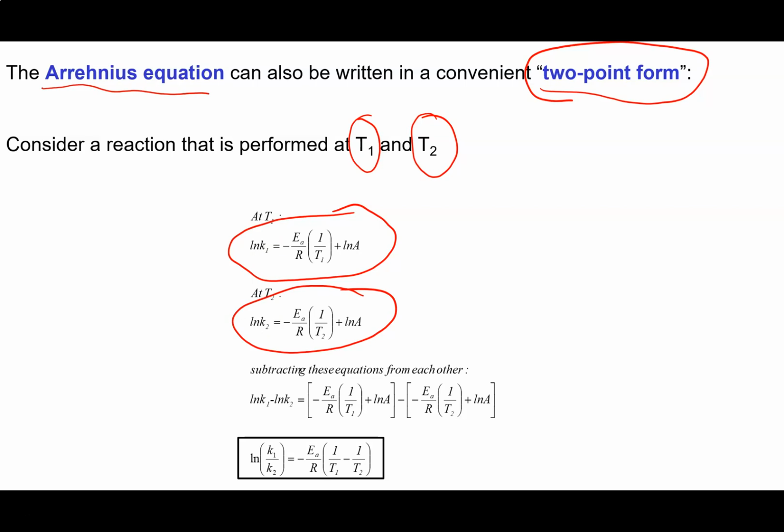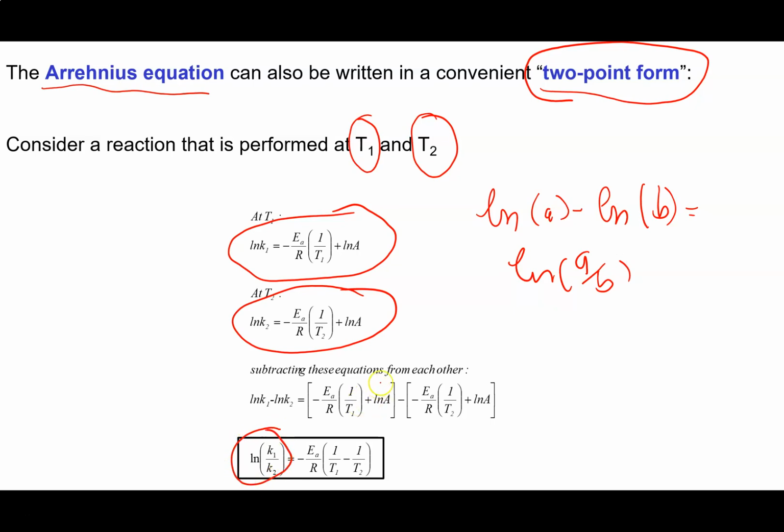So now what I'm going to do is subtract both these equations from each other, and then I'm going to collect like terms. So log k1 minus log k2, I'm just going to use my little log rule there: ln of a minus ln of b is equal to ln of a on b. So that's what I've done to the left-hand side there.